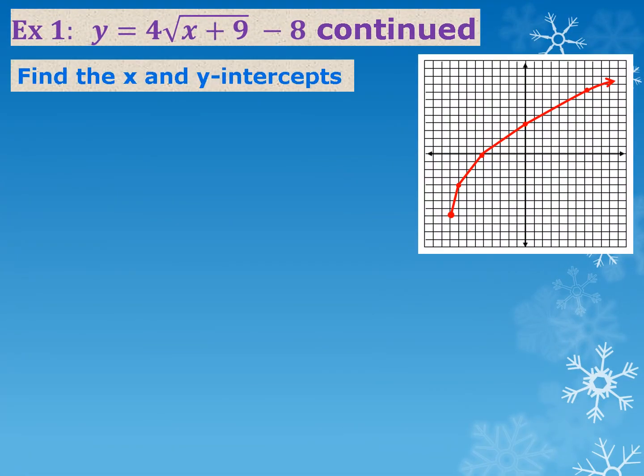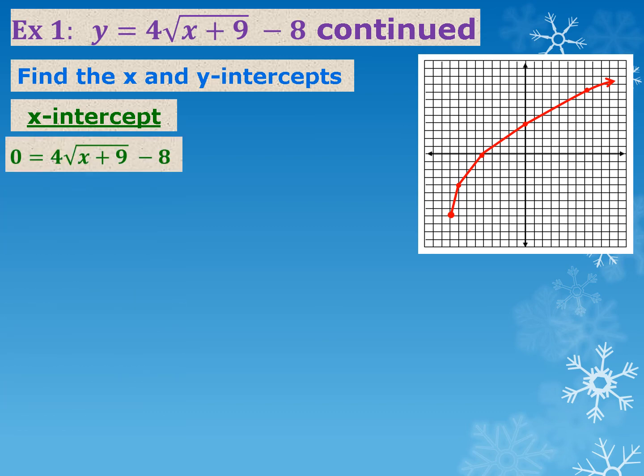Okay, let's talk about finding the x and y intercepts. So let's find the x-intercept. The x-intercept is where the y value equals 0. So we plug in 0 for y. Now, just like we would do if it was an absolute value or if it was a quadratic, we need to get that function piece by itself. So that means we need to get the square root completely by itself.